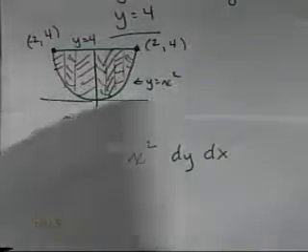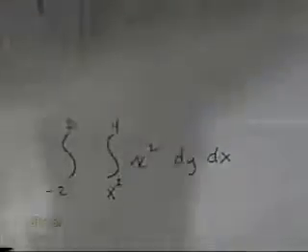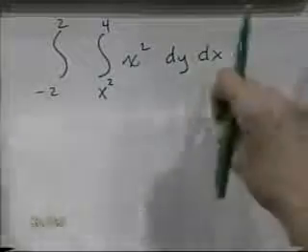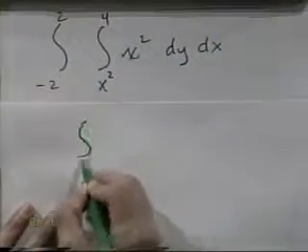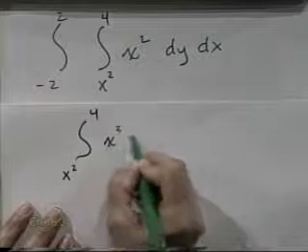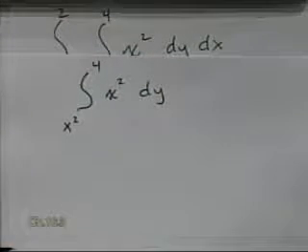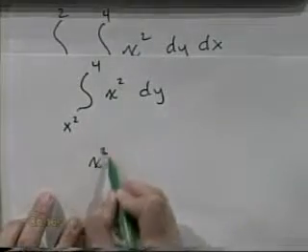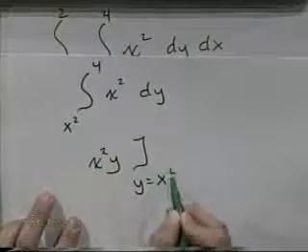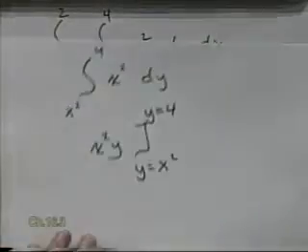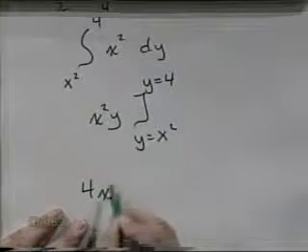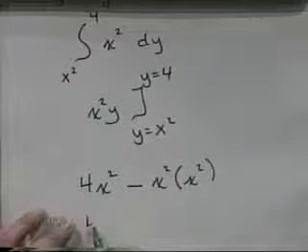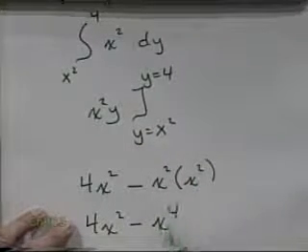Okay? All right, this one's not too tedious to do, so I think we'll go ahead and do it. I'm doing the inner integral first. The inner integral, we're going from x squared to 4 of x squared dy. What's that integral going to be? Beautiful, x squared y, because x squared is a constant. And we're going from y equals x squared to y equals 4. Plug in a 4 for y, I get 4x squared. Plug in an x squared for y, it looks like I have 4x squared minus x to the 4th.